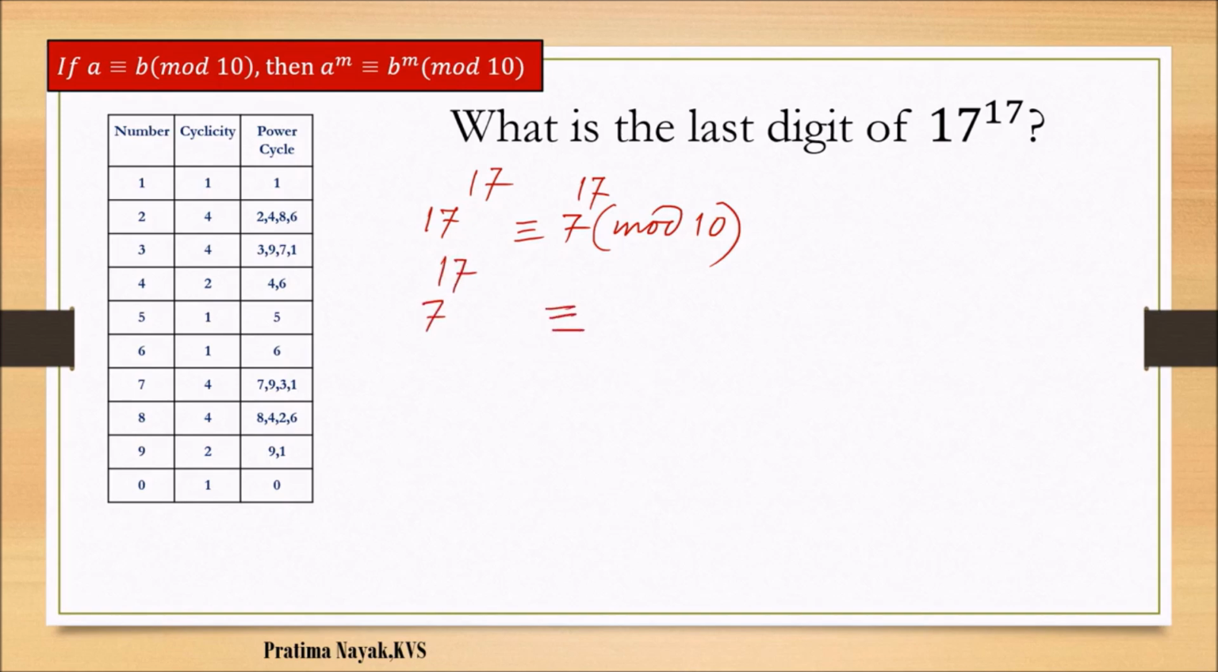we'll compare from the cycle. It is a 4 cycle: 7, 9, 3, 1. Again 7, 9, 3, 1. So if the power is a multiple of 4, then it will be 1, as your 3.